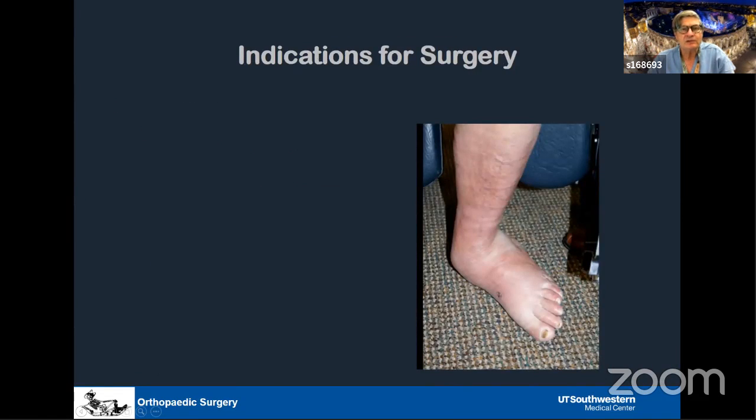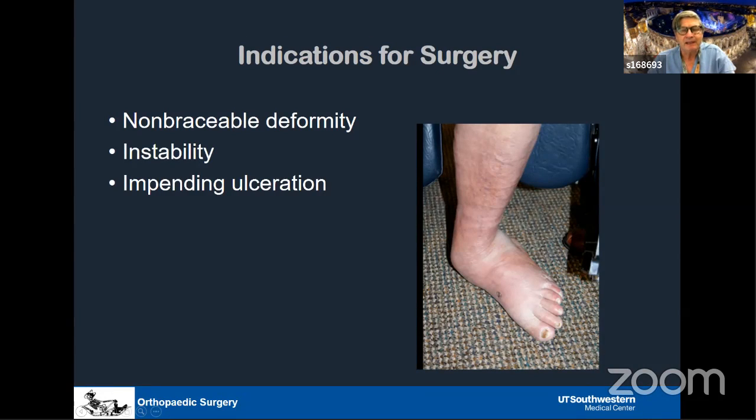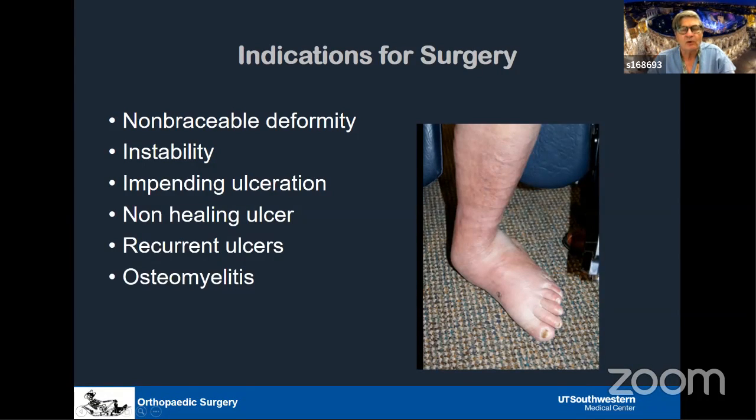The indications for surgery for the ankle and hindfoot are non-braceable deformities, which are very common, instability, an impending ulceration, a non-healing ulceration, recurrent ulcerations, or even osteomyelitis. And finally, although it's a small percentage, persons with Charcot can actually have pain that needs to be managed with surgery.